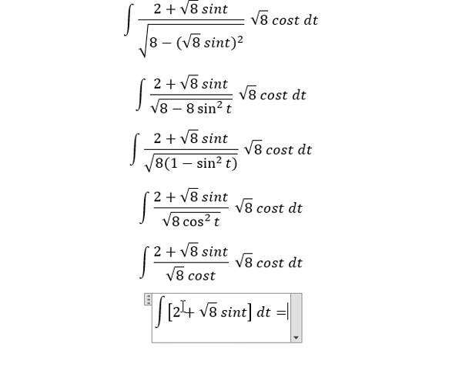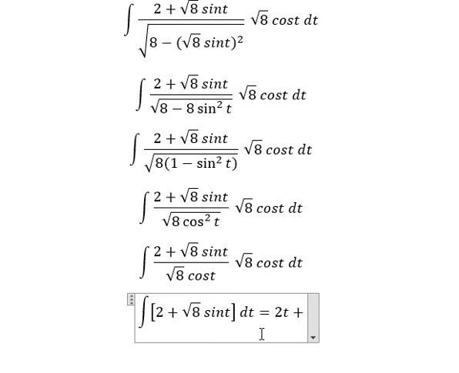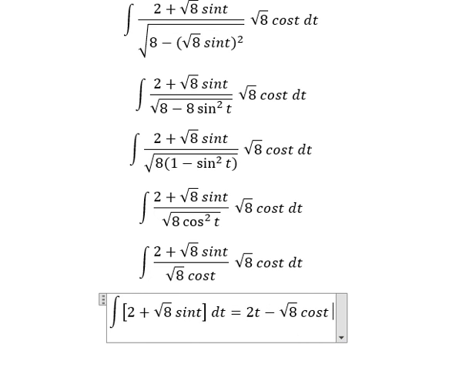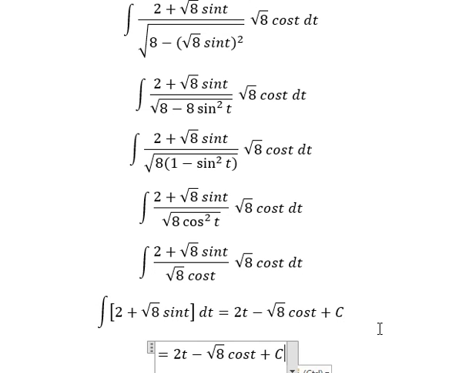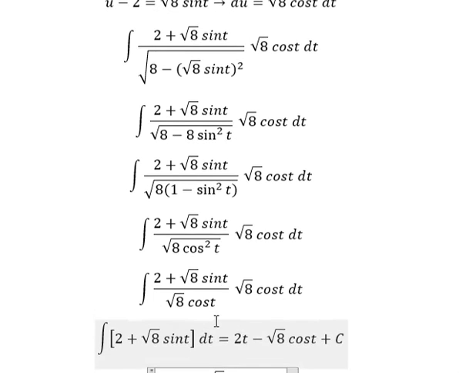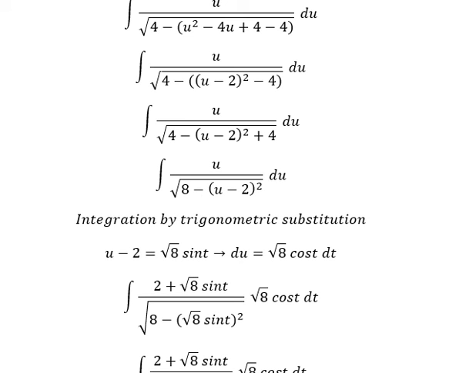The integration of number 2, you get 2t. The integration of sine t, you get negative cosine t, and we put c. About t, that is this one. We divide both sides by the square root of 8.